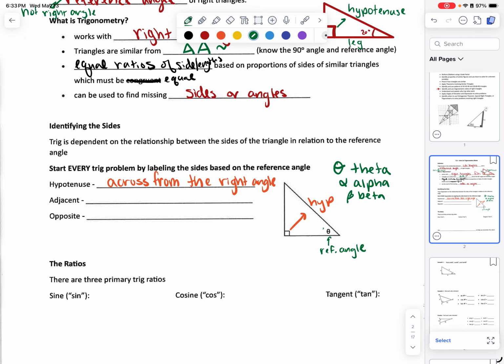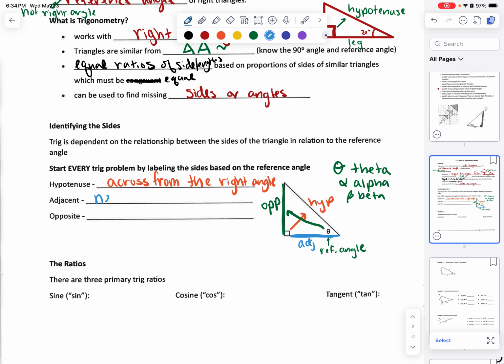So the opposite side is the side of the triangle that does not touch theta, right? Theta is formed by two sides, the hypotenuse and the adjacent side. The opposite side is the one that does not touch. So that is the opposite side. The adjacent side touches that angle but isn't the hypotenuse. So this is the adjacent side. Opposite and adjacent are always legs. The hypotenuse is always across from that right angle. So the hypotenuse and the adjacent side will form the angle, and the opposite side will live across from it.